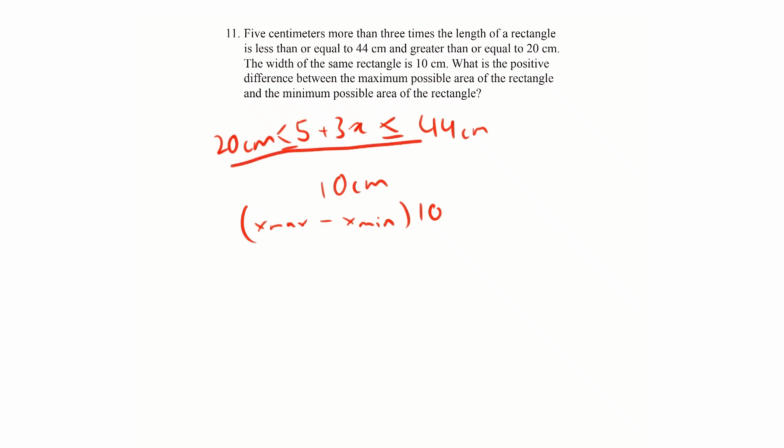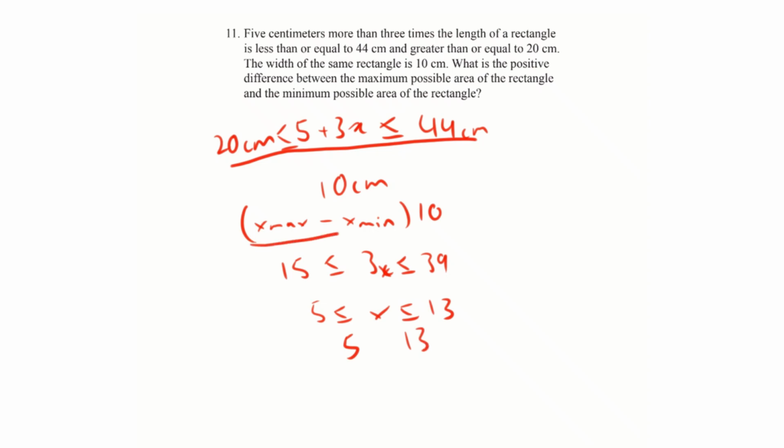So let's firstly break down this inequality. What we can do is subtract 5 from all three parts of it. So we get 15 is less than or equal to 3x, which is less than or equal to 39. Now we can divide all of these by 3. So we get 5 is less than or equal to x, which is less than or equal to 13. So the minimum for x is 5, and the maximum for this length is 13.